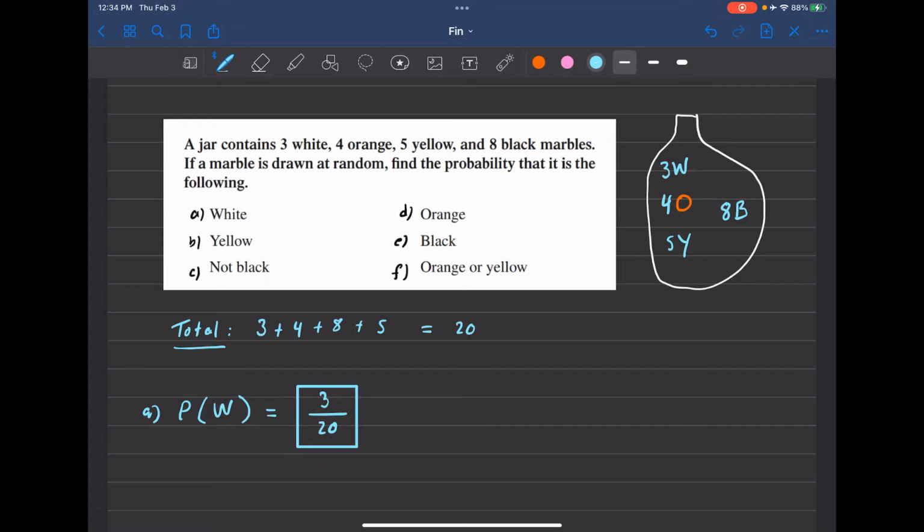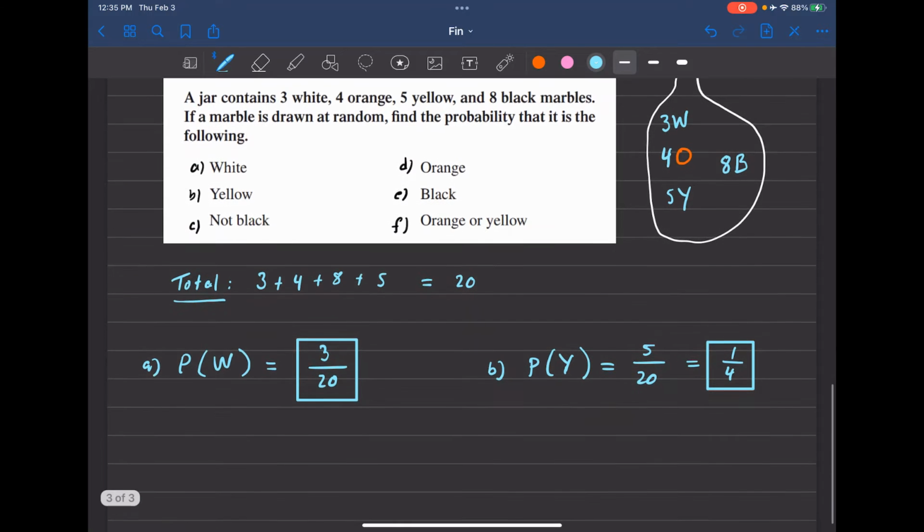Now the second part, we want to know the probability that we're going to draw a yellow marble. Y for yellow. I see that there are 5 of them. We're only drawing 1, which means we're going to get 5 out of 20, which simplifies to 1/4. So it is a 1/4 probability that we're going to pull out a yellow marble.